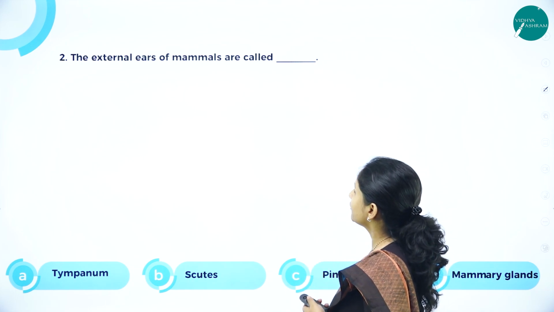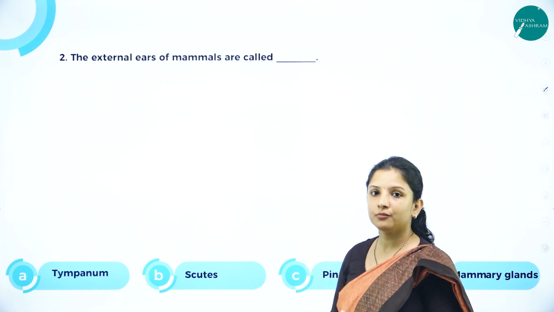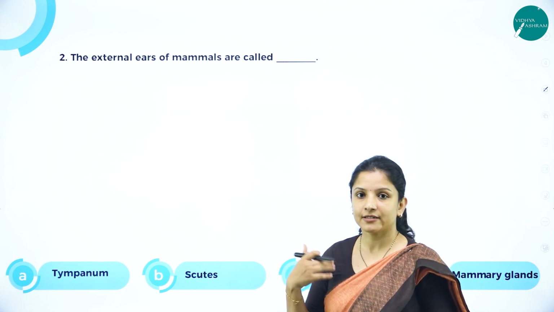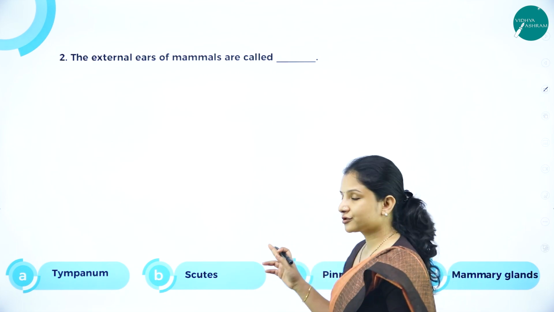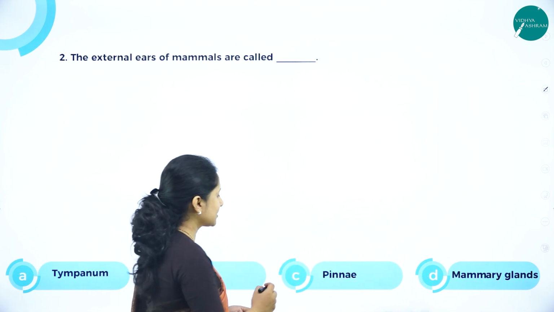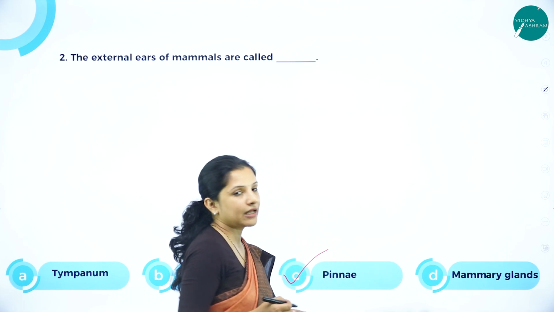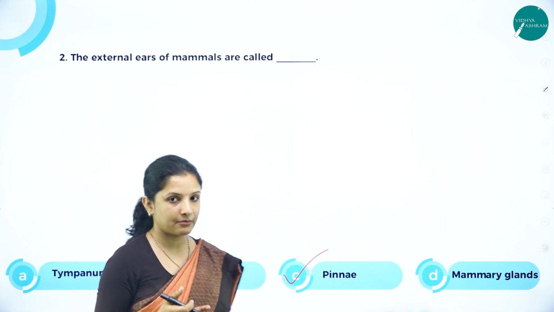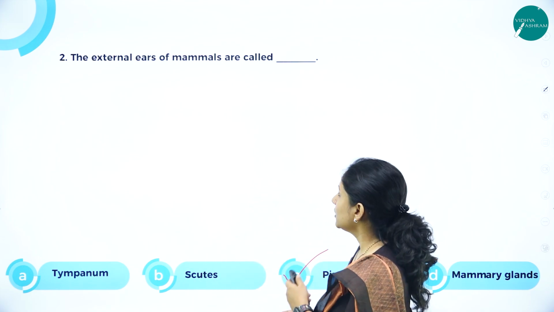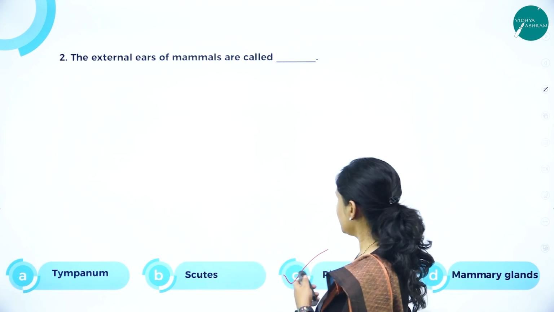The external ears of mammals are called tympanum? No, tympanum are the ear openings of amphibians and reptiles. Scutes? No, scutes are the scales that are present on reptiles. Pinnae, it is pinnae. Mammary glands is the lactating gland that is there in mammals, which produces milk. It has nothing to do with the ear. So, external ears of mammals are called pinnae.